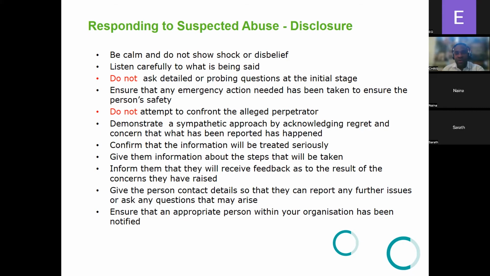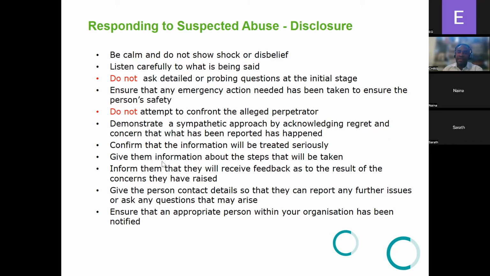So I'll make sure I follow the procedure to ensure that the appropriate officer or authority is informed and the necessary actions are taken to investigate and get to the bottom of this case. You confirm that the information that they have given you about the abuse will be treated seriously. They need to know that. That gives them some kind of comfort and hope that it will be taken seriously.